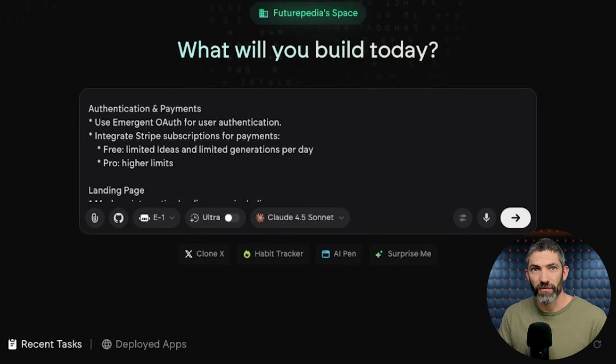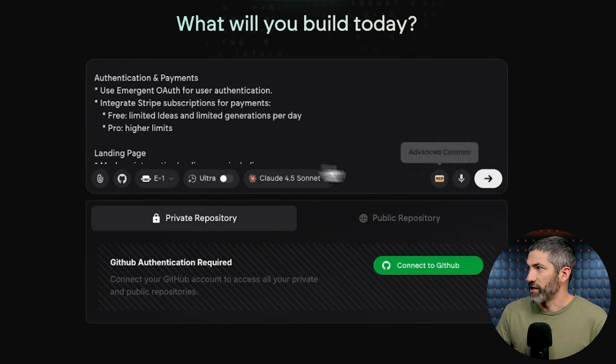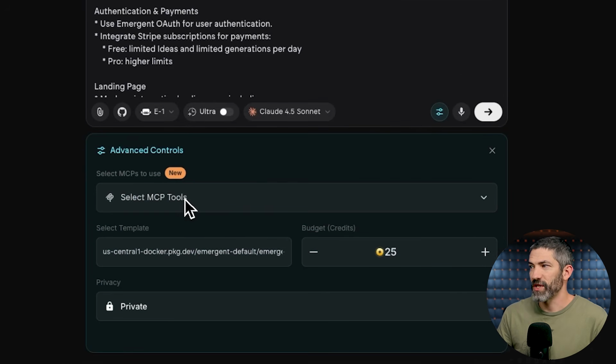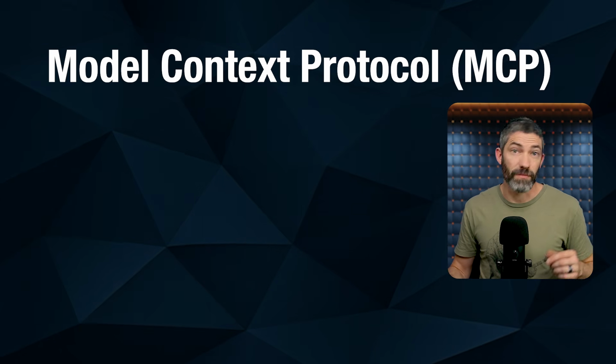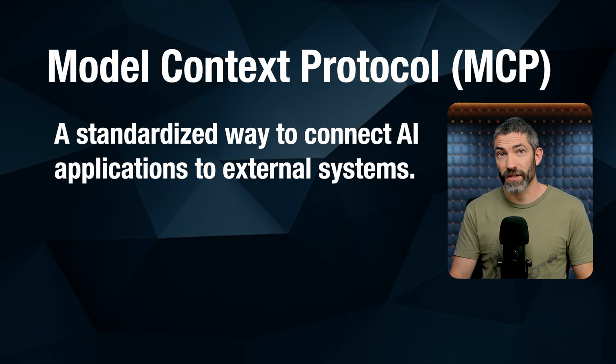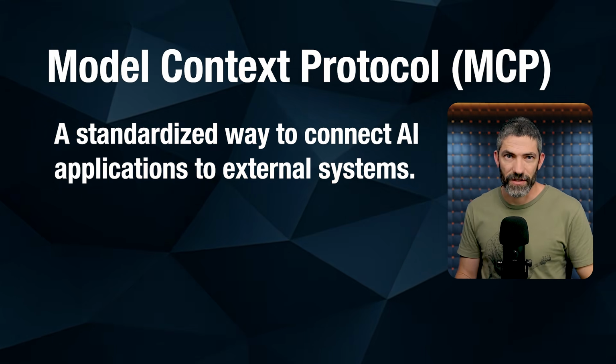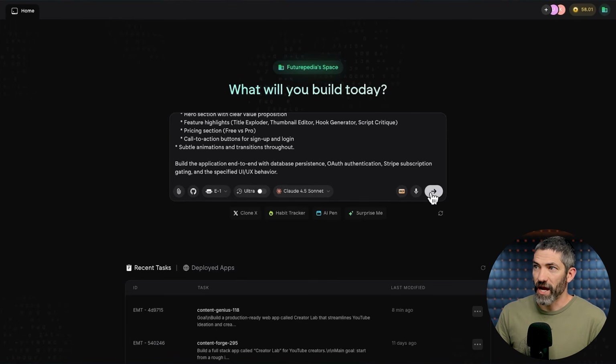And before I send this off, I'll mention a couple other things you can see here. So there's this GitHub option here. It can seamlessly connect to GitHub to collaborate and ship with advanced GitHub support. It's paired with fork mode for long projects to preserve context and maintain clean version history. Then under advanced controls, we have MCPs, which if you don't know, that's Model Context Protocol. That's a standardized way to connect AI applications to external systems. It's like a USB-C port, but for AI applications. I will send this as is, and the agent will get to work.